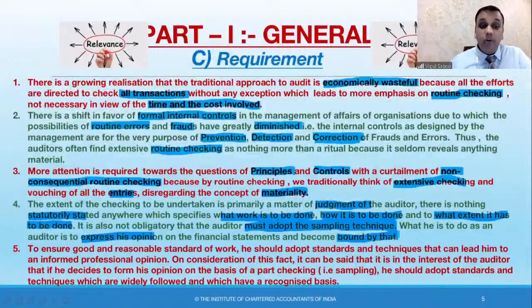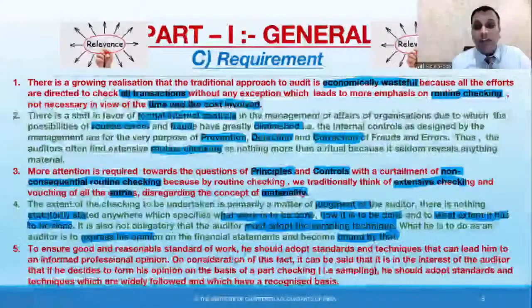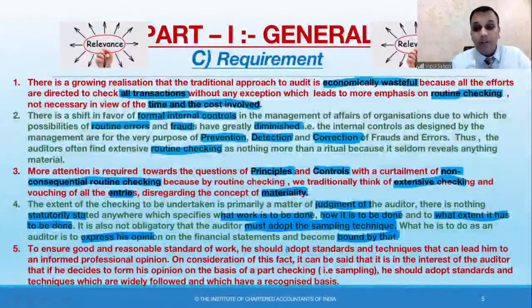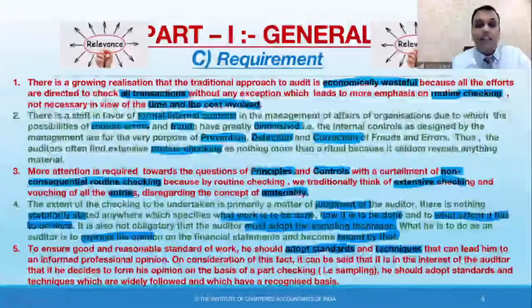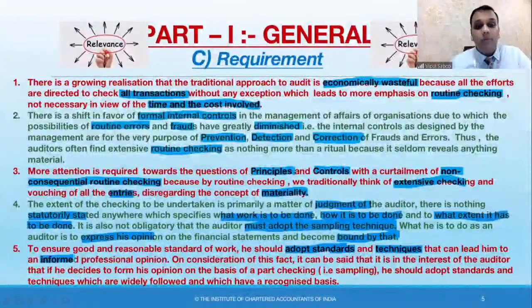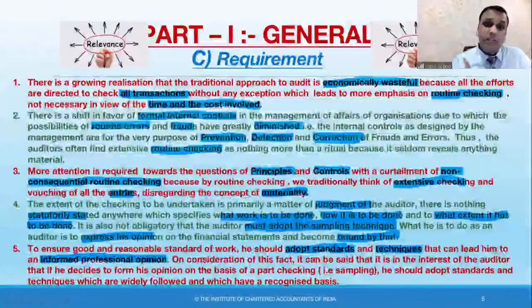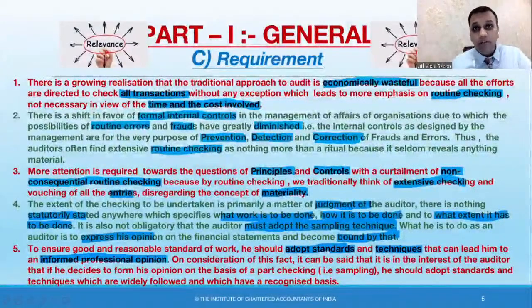To ensure a good and reasonable standard of work, the auditor has to adopt standards on auditing and techniques that can lead him to an informed professional opinion. What is informed professional opinion? Opinion given by a professional in a well-informed situation.